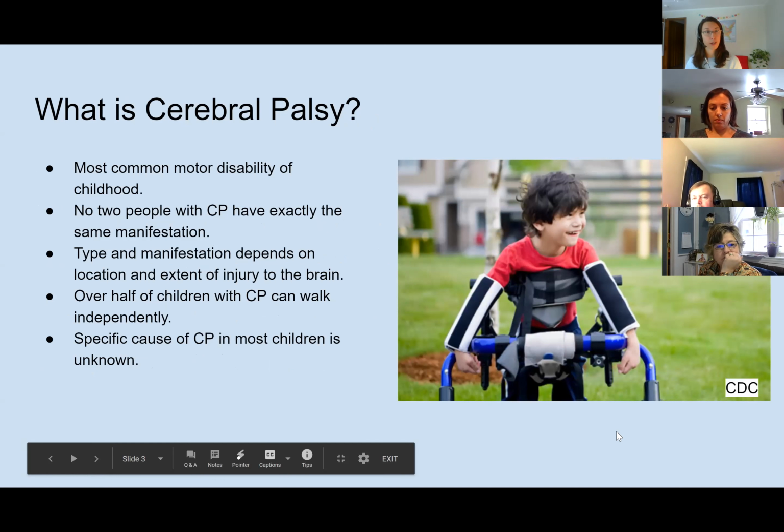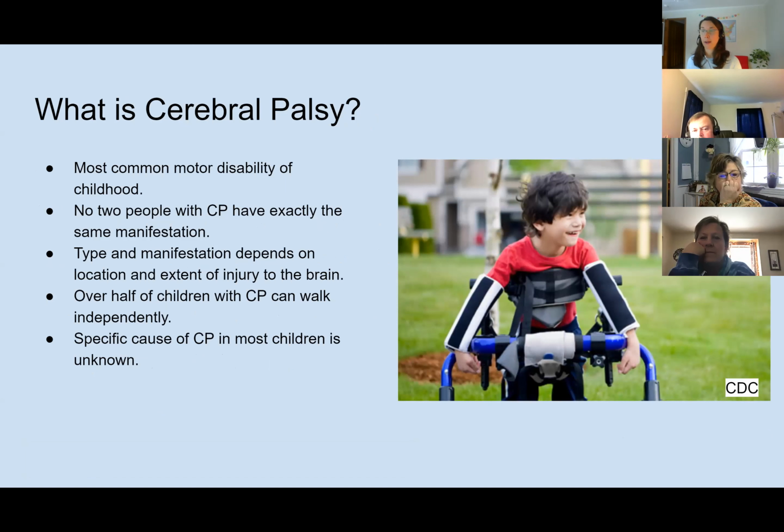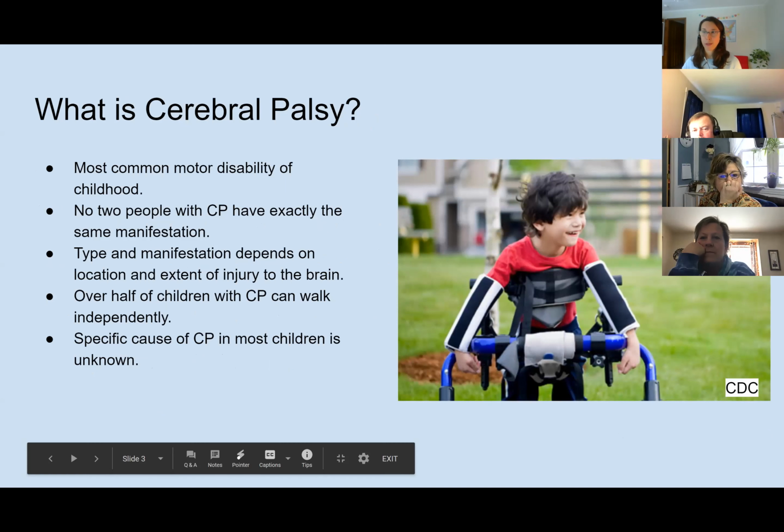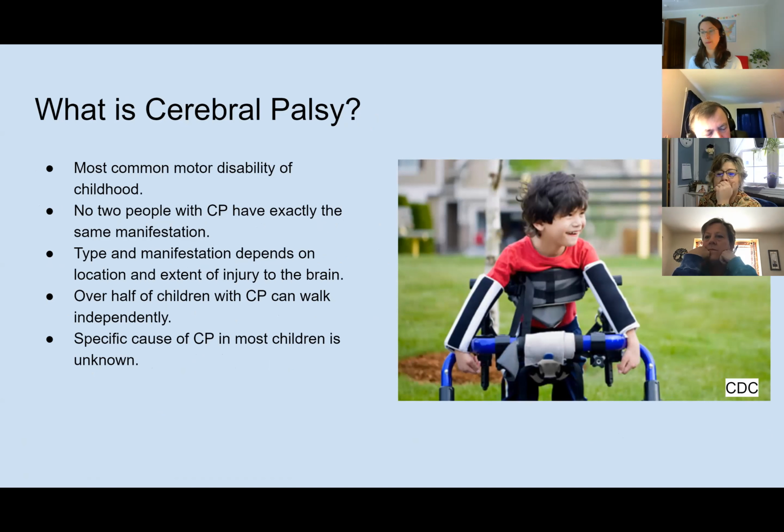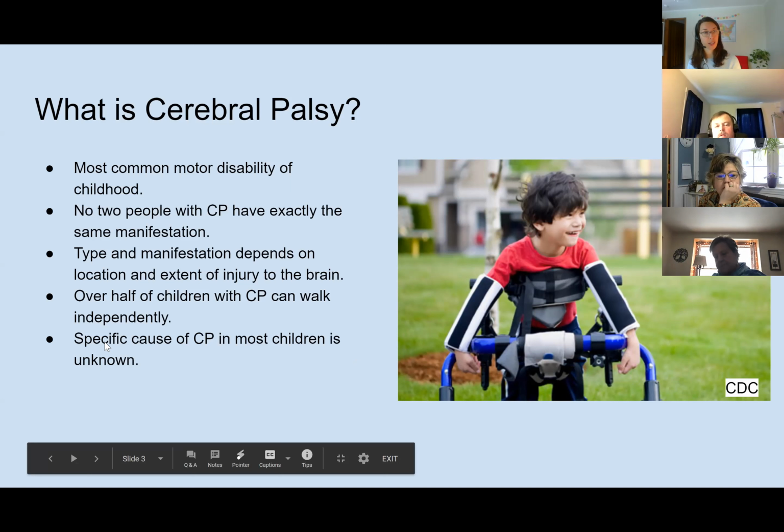So a little more about what cerebral palsy is. It's the most common motor disability of childhood. We use childhood because that's when it's diagnosed, when it's really noticed. Some individuals have minor manifestations that are barely detectable. That would probably be me. Other people have significant functional manifestations and might have to use adaptive equipment to move around, like the picture of this child. The type and manifestation depends on the location and extent of injury to the brain.